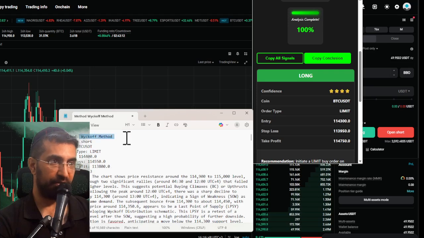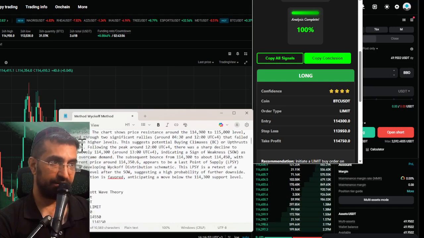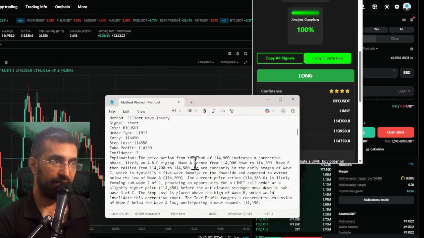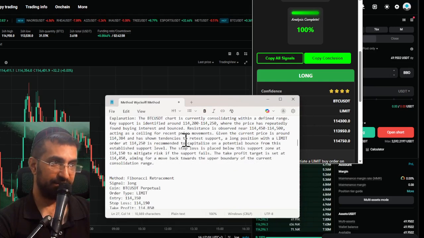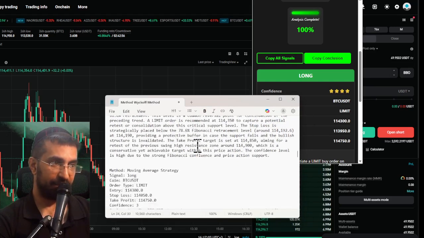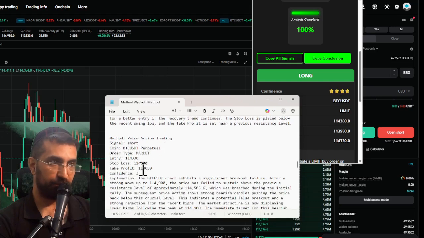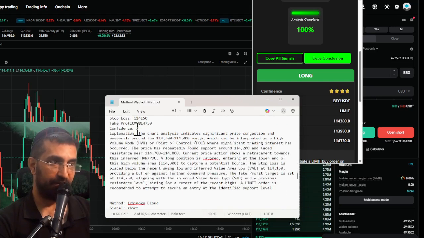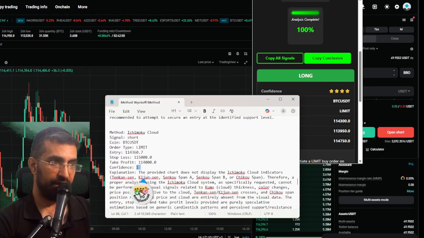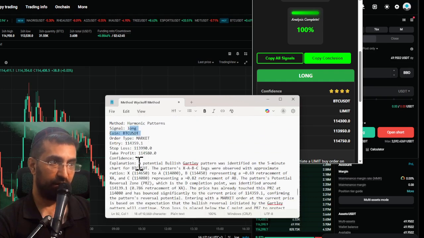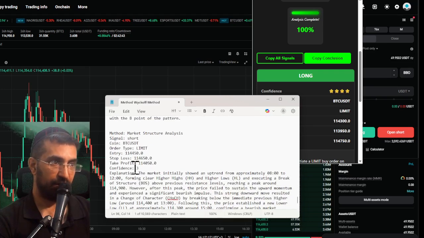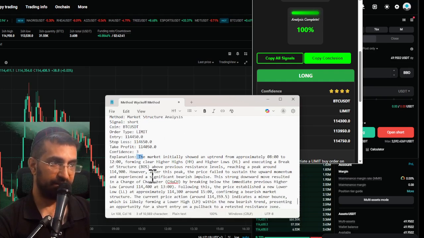We have the Wyckoff method saying short, whoops, and then it's a 3-star confidence. And here's the explanation why the Wyckoff method reached that conclusion. Then we have the Elliott wave theory, the support and resistance, and so on. And each one has different confidence levels. As you can see, none of them are at 5-star confidence. All of them are 3. This one's at 1-star confidence level for short. The long here is 3-star confidence level. Market structure analysis, 3 confidence level.